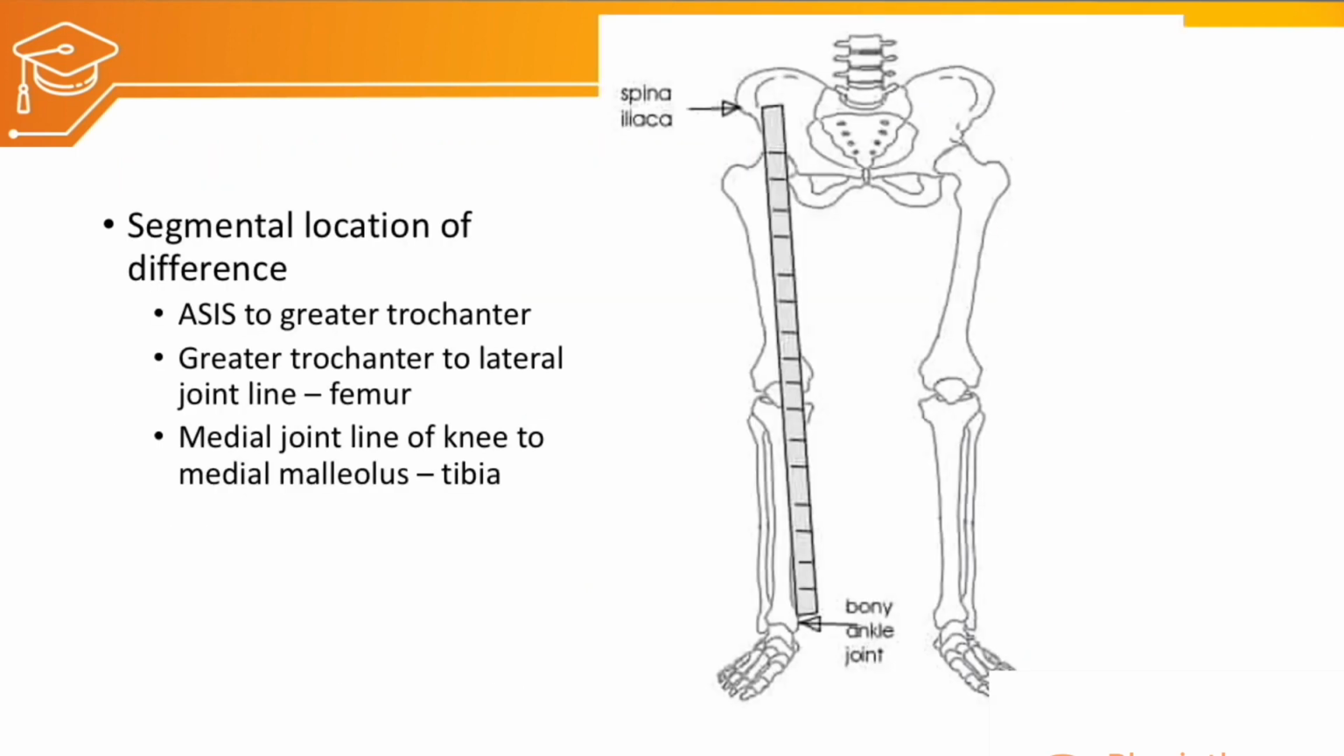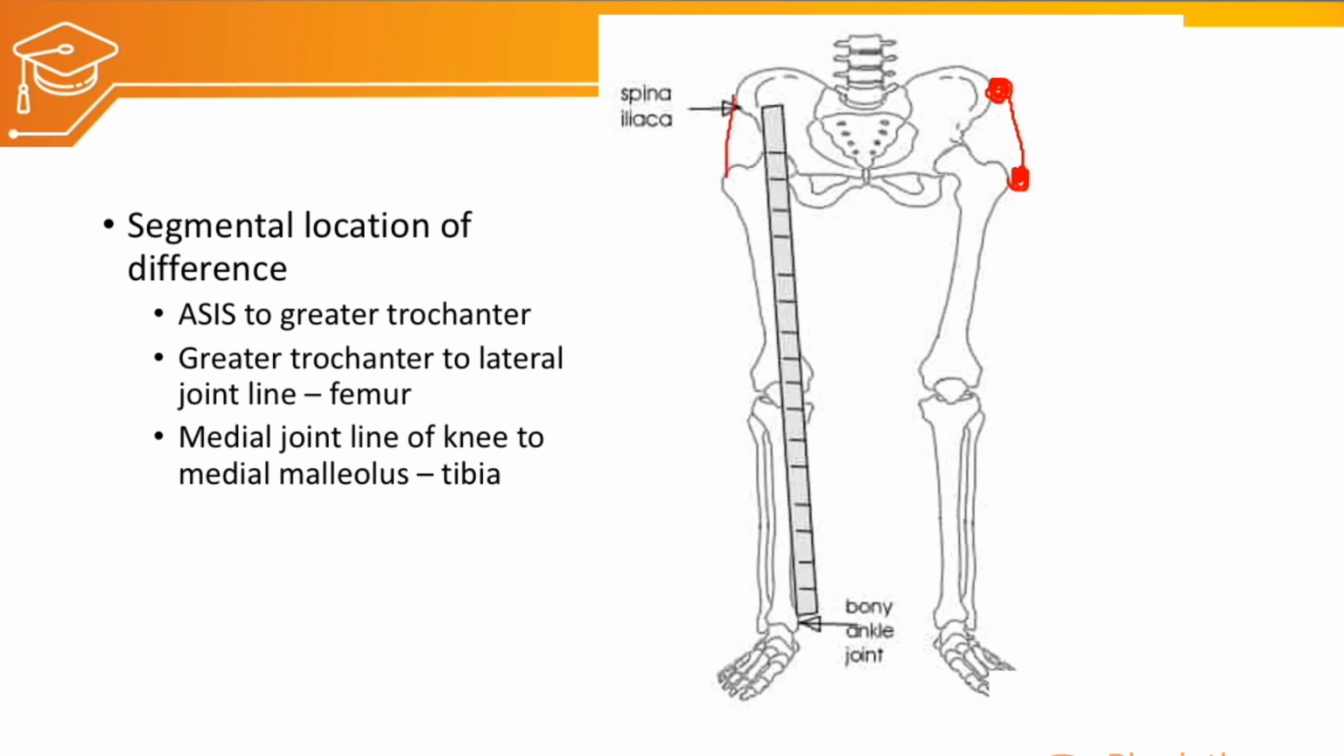Next type of measurement technique is also called segmental location of difference or segmental measurements. This is not as commonly used as apparent and true limb length measurement, but this also is a valid technique of measurement. Segmental measurement means the segments of the lower limb will be measured. The first segmental distance to be measured is from the anterior superior iliac spine, the ASIS, to the greater trochanter. So we'll record this distance and compare with the opposite side.